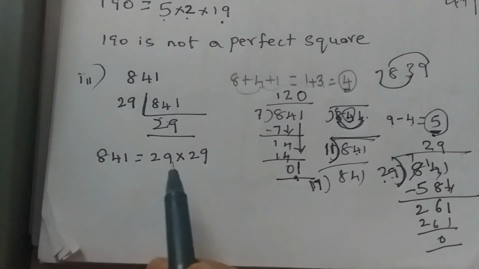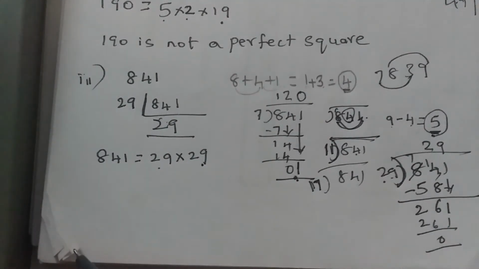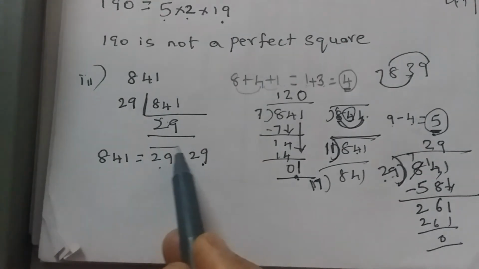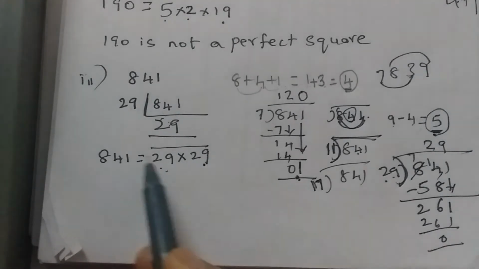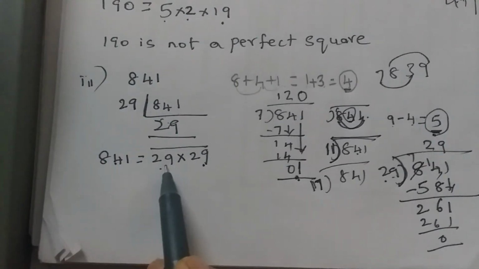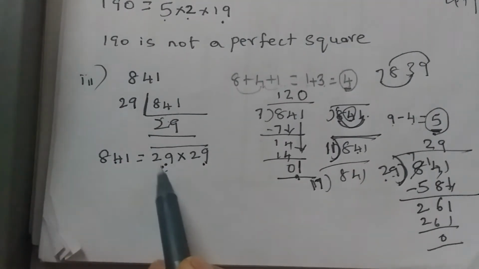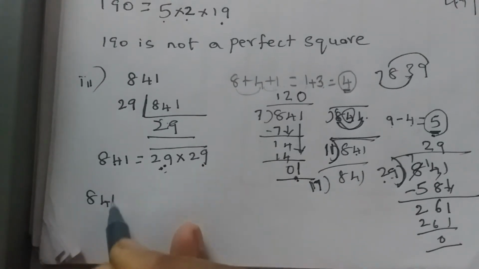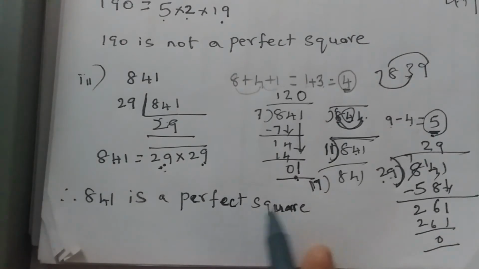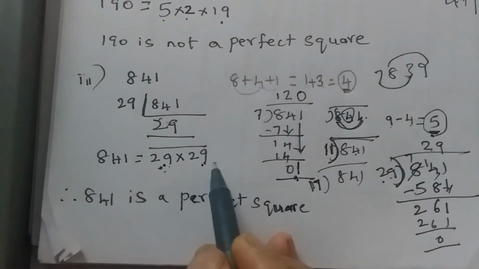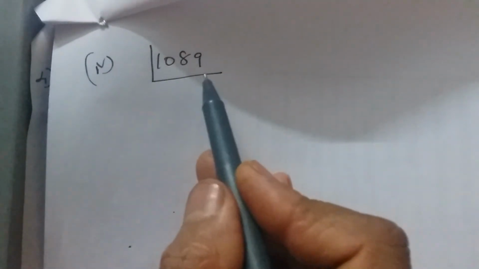How did you find? Because a number is multiplied by itself and 841 is obtained. So it has two same factors. A number is multiplied by itself, 29 into 29. So 841 is the square of 29 and the square root of 841 is 29. Therefore, 841 is what number? 841 is a perfect square because 29 into 29 is 841.